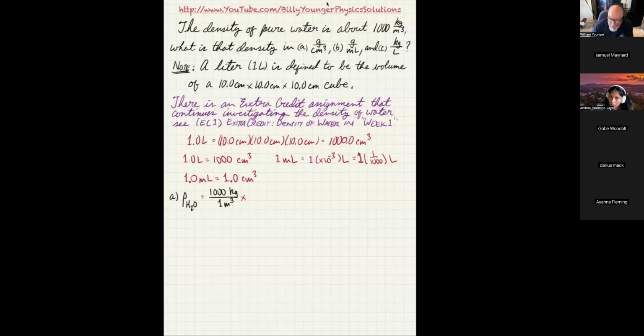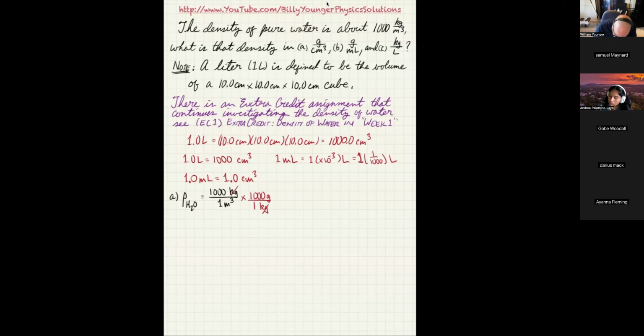What we know is that 1 kilogram is 1,000 grams. So I can put 1 kilogram on the bottom and put 1,000 grams on the top. And what will happen is that kilogram will cancel out with that kilogram. And now I have 1,000,000 grams per cubic meter. Well, that's good because I've now converted to grams, but I need the bottom to be in cubic centimeters.